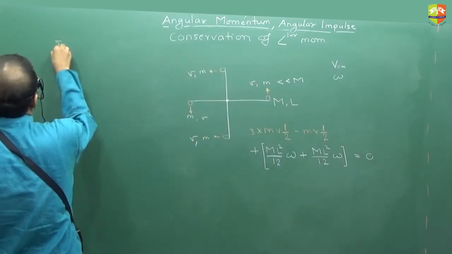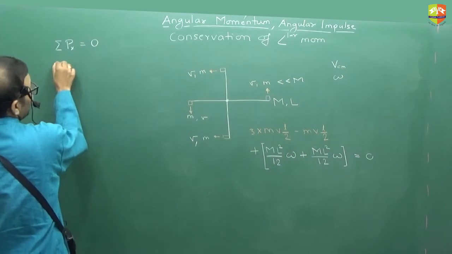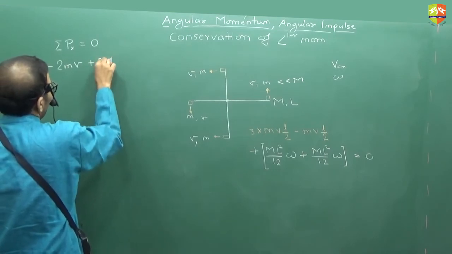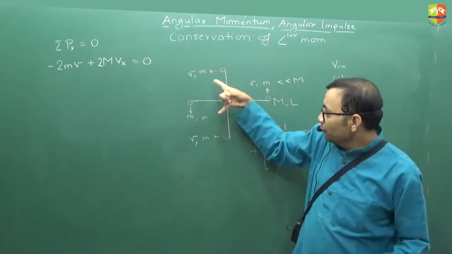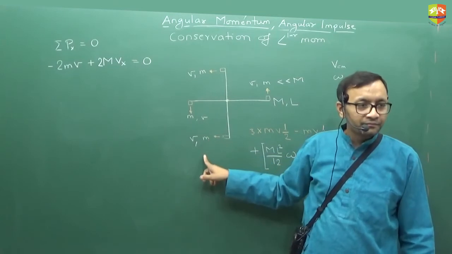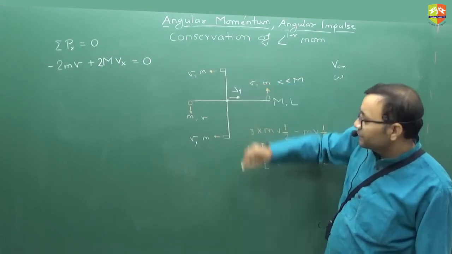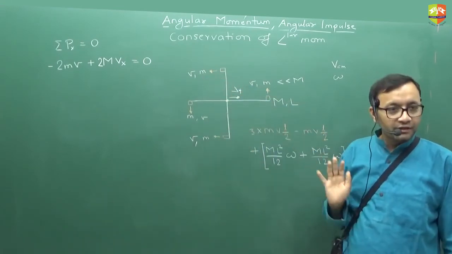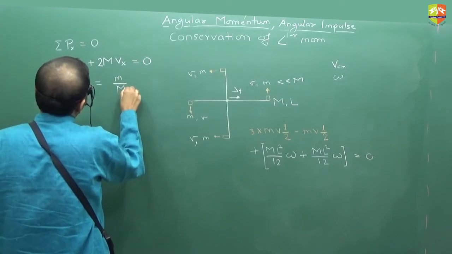So net linear momentum about the x-axis should be 0 because initially it was 0. This you all of you got? Yes. These two bullets are going in the negative x direction. So for that, the linear momentum is minus 2mv, plus, let's say that vx is the velocity of center of mass along the x-axis, plus total mass, two rods are there, 2m into vx, is equal to 0. So this will give you vx. So vx is m by capital M times v.